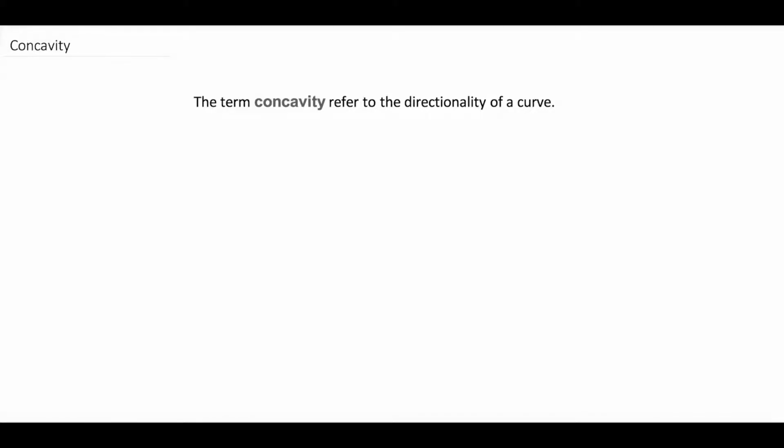Today I will be discussing the concept of concavity. This will be present in chapter 6, your differentiation chapter, and it is crucial that you understand the term concavity and how to apply it into different questions, okay? So let's get into the topic.